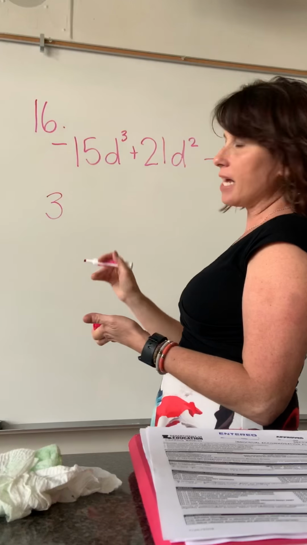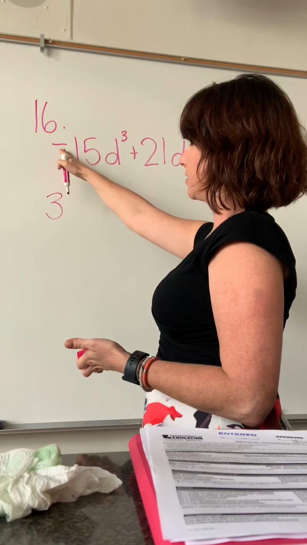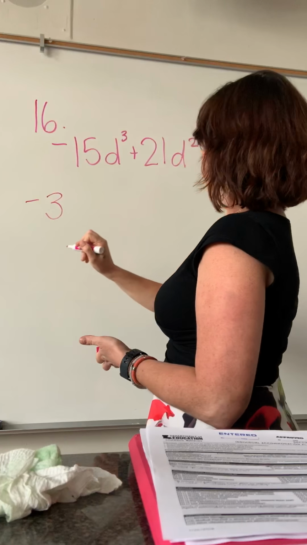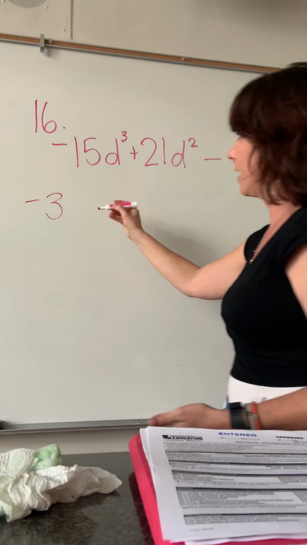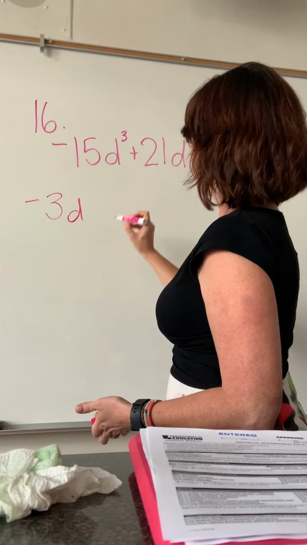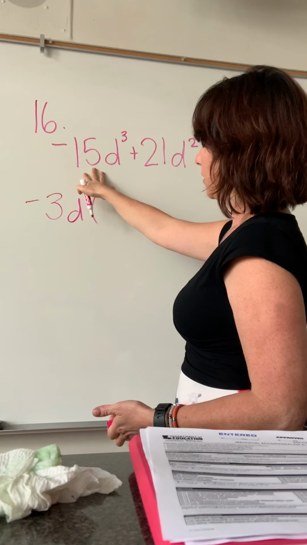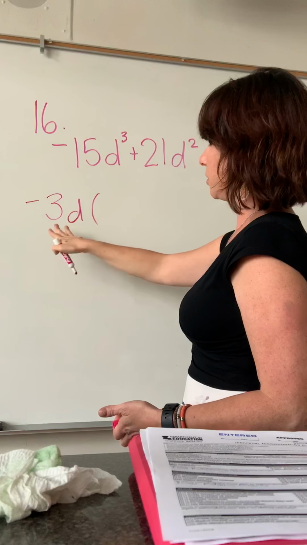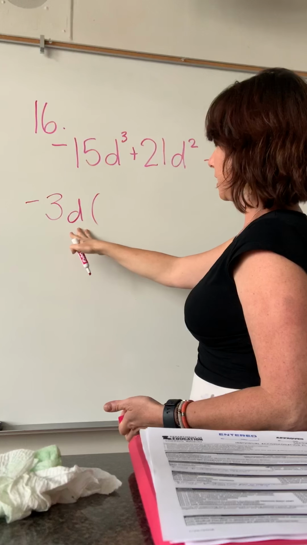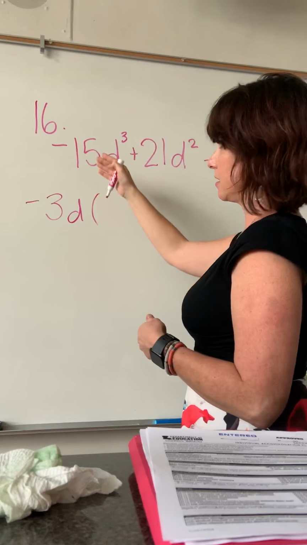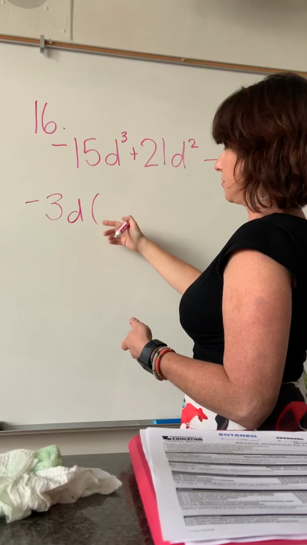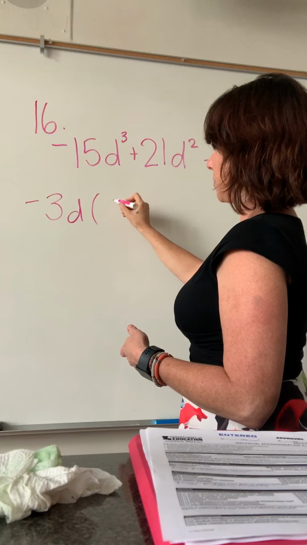And just right off the bat, I think it would be easier to not have this negative here. So I'm gonna pull a negative 3d out. That's my greatest common factor. And then what I have left when I divide 15d cubed by negative 3d, I have a positive, because a negative divided by a negative is a positive.